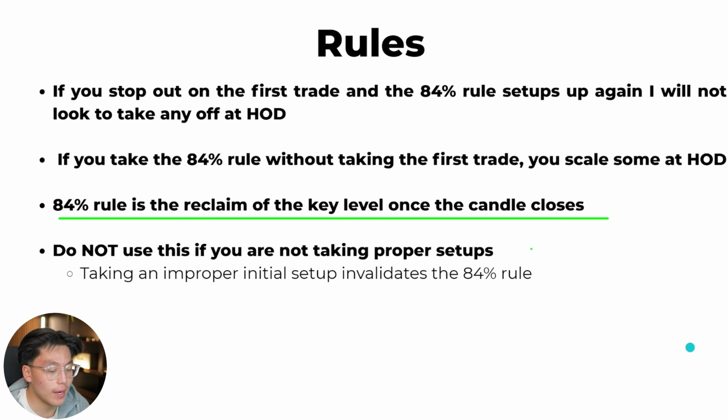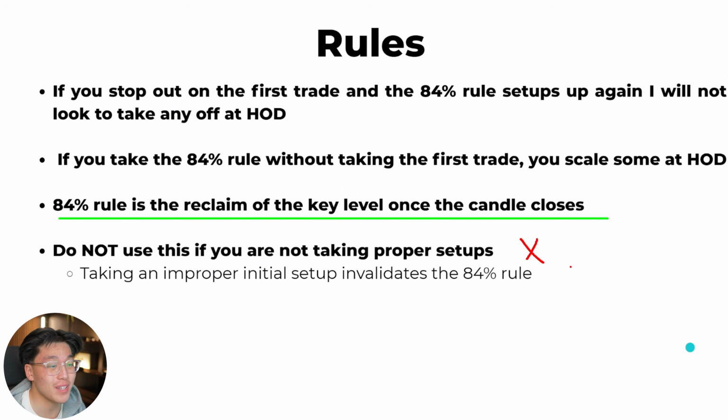Another rule that I have is do not use the 84% rule if you're not taking proper setups. If the first setup you're taking is not a break and retest, and you don't have proper criteria with a proper entry and exit plan, then what you're taking is not a good setup. At the end of the day, a bad setup is still a bad setup. If you look for the 84% rule on a bad setup, most likely it's going to be invalidated, and that's just going to indicate that you're trading chop.